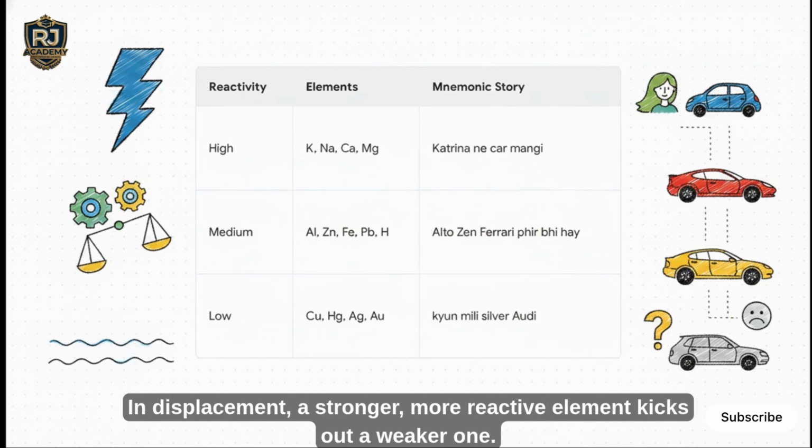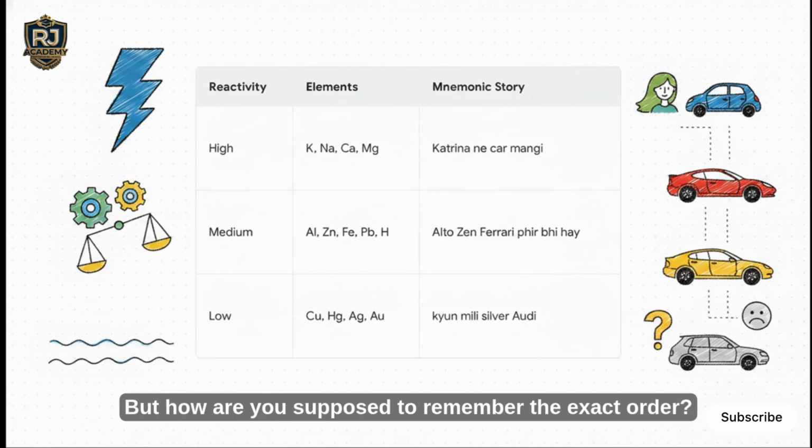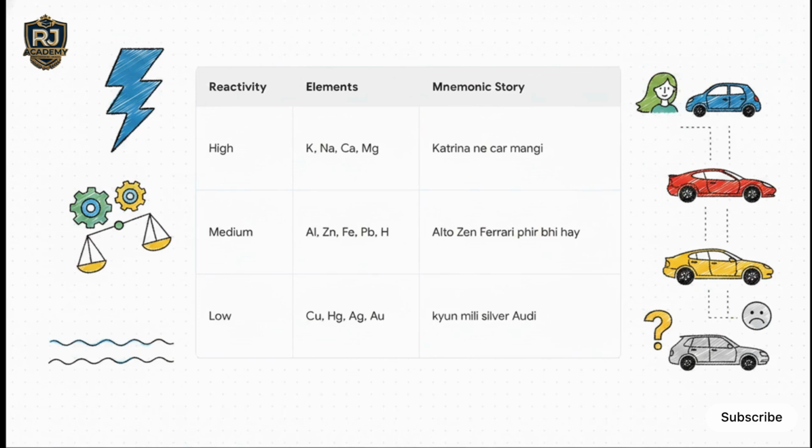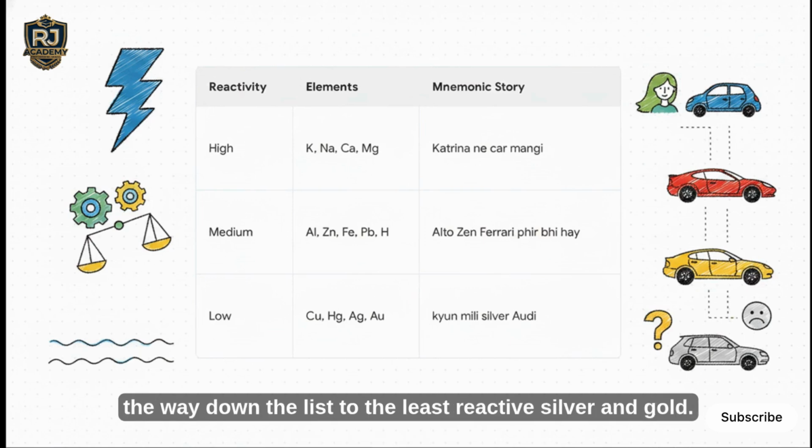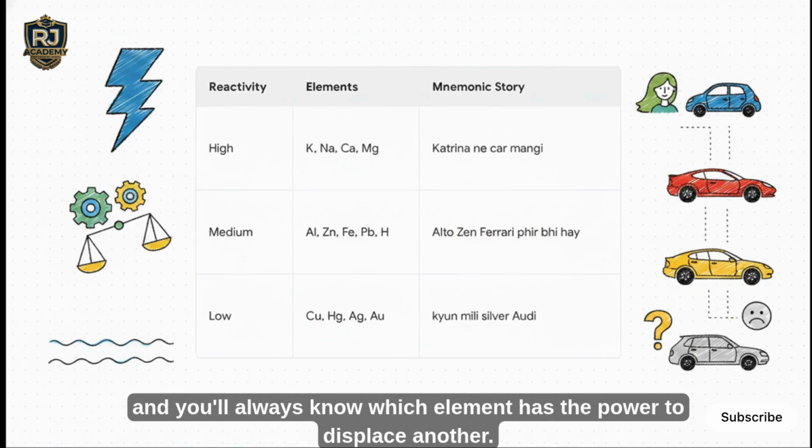In displacement, a stronger, more reactive element kicks out a weaker one. But how are you supposed to remember the exact order? Well, here is another amazing story mnemonic for you. Katrina ne Carmangi Alto Zen Ferrari, Perbihai Q Milli Silverati. This literally maps perfectly from the highly reactive potassium and sodium all the way down the list to the least reactive silver and gold. Memorize that one sentence and you'll always know which element has the power to displace another.